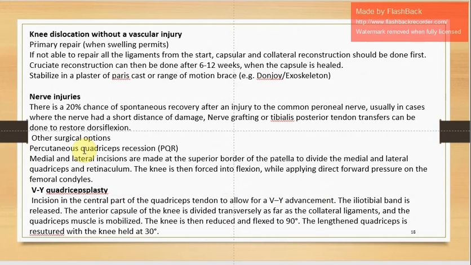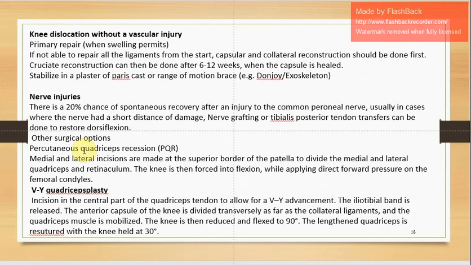For knee dislocation without a vascular injury, primary repair is done when swelling permits. If not able to repair the ligaments from the start, capsular and collateral reconstruction should be done. Cruciate reconstruction can be done after 6 to 12 weeks when the capsule is healed. The stabilizer is either a plaster of Paris cast or a range of motion brace.